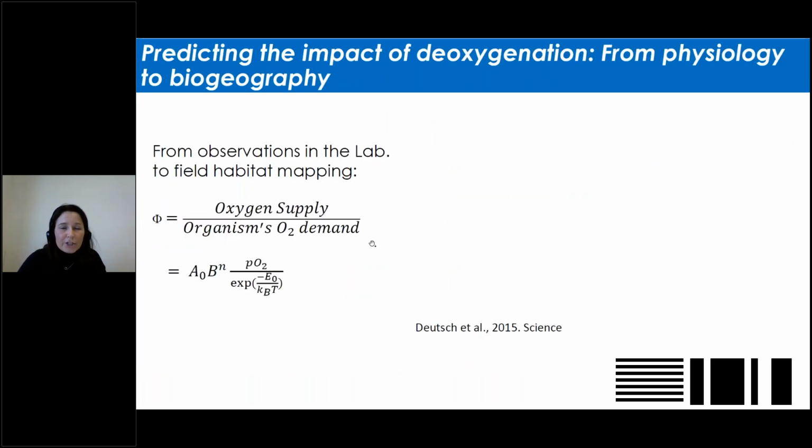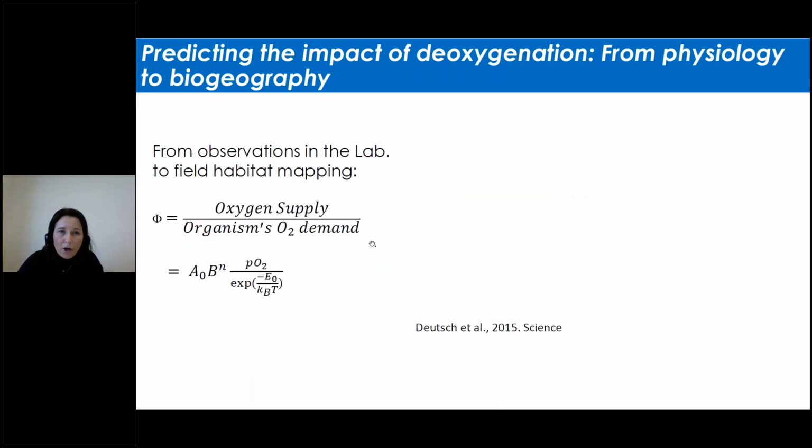And then the challenge is, if we move to prediction, how to predict the impact of deoxygenation from the lab to the ocean. This paper here, published by Deutsch in 2015, shows how we can use a metabolic index of oxygen stress that is estimated by the ratio of oxygen supply to the organism divided by the oxygen demand by the organism. This ratio can be estimated based on physiological parameters that can be estimated in the lab for the species that you consider, and it can also be estimated from the oxygen pressure that you have in the field.